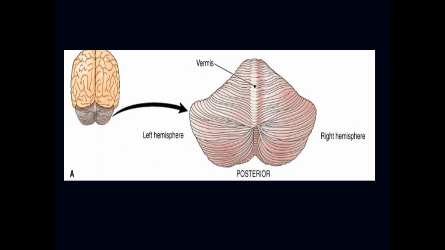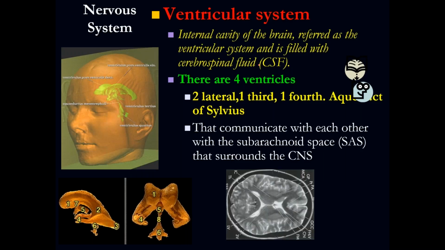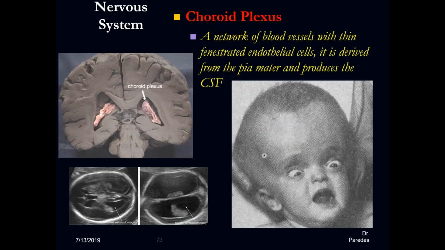All right, here is another structure I just want to mention, the vermis. The vermis is the connection between the right and the left hemispheres of the cerebellum. I'm not going to talk more about that.